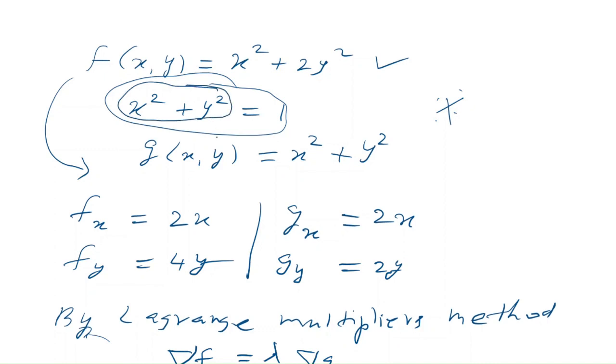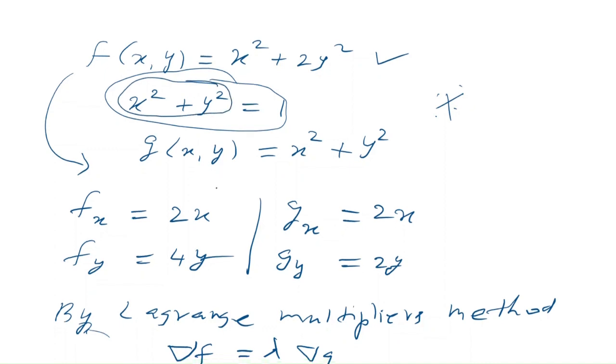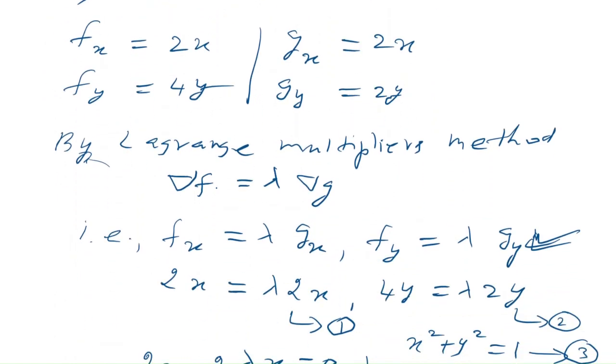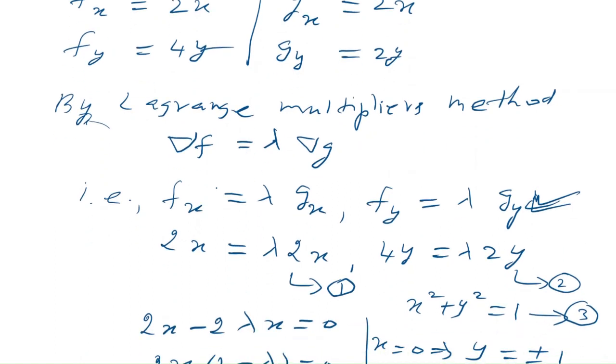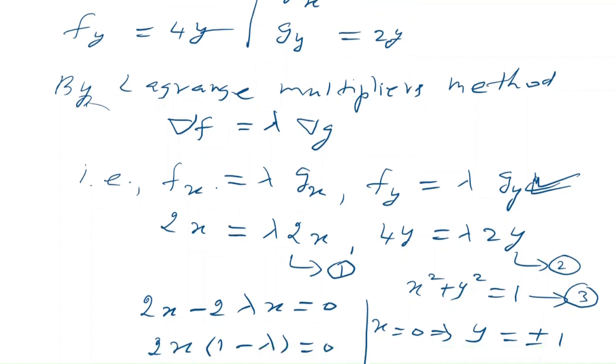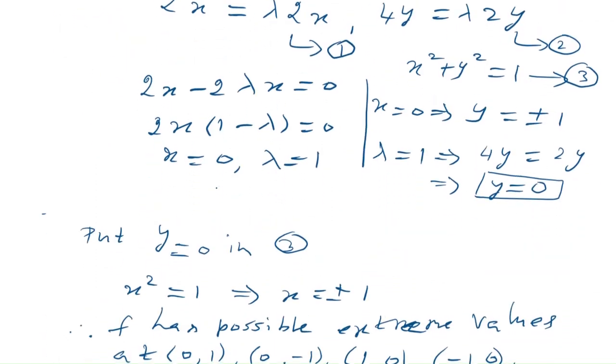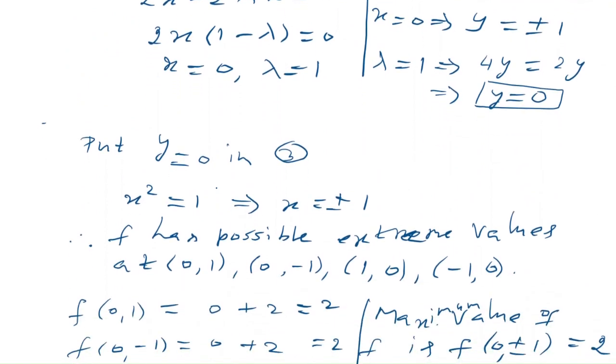That is here x square plus y square. And then we have to find out fx, fy and gx, gy. By the Lagrange multipliers method, we have del f equal to lambda into del g. That is fx equal to lambda into gx and fy equal to lambda into gy. Using this we can find x, y, lambda and the corresponding points. If we have an extreme value, it will be at these points, like the critical points we saw previously. Finding these points is the work of step 1.